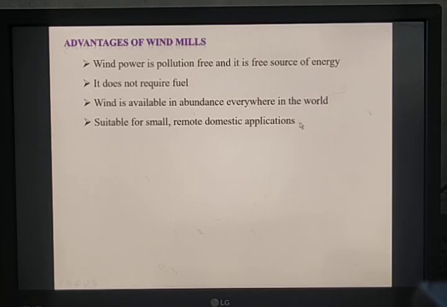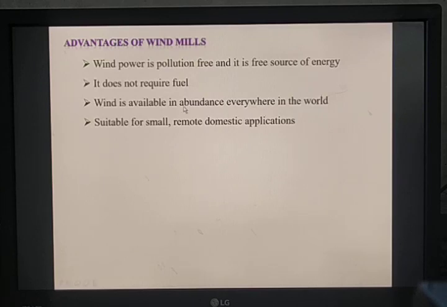Wind is available in abundance everywhere in the world. We can generate it at any place. We can generate it with the help of wind power. That is the main advantage. Suitable for domestic application, that is small and remote domestic applications. That is villages in remote areas. We can supply electricity with the help of windmill.